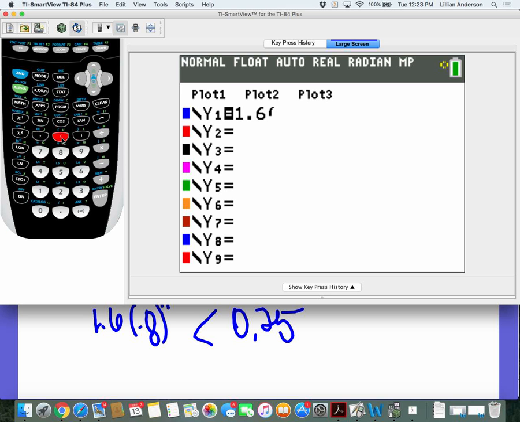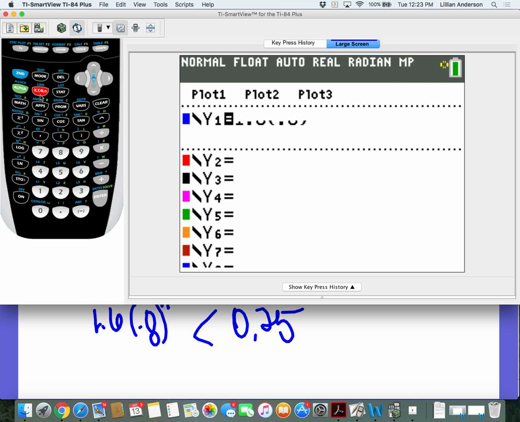1.6, times 0.8 raised to the x minus 1. Now, if your calculator does not automatically go up into the exponent like mine does, and it just gives you the caret, you have to put the x minus 1 in parentheses. If yours does not automatically go up into the exponent, use parentheses.